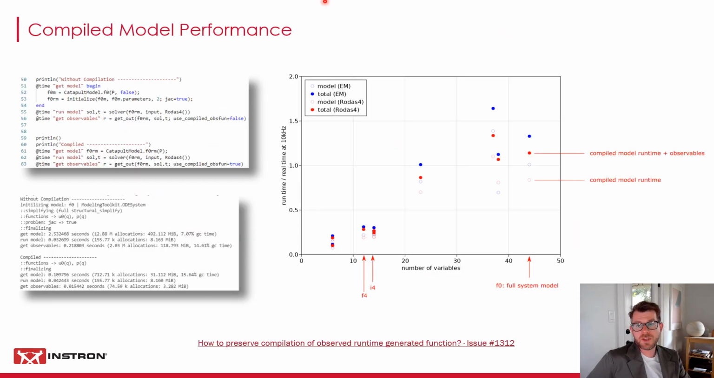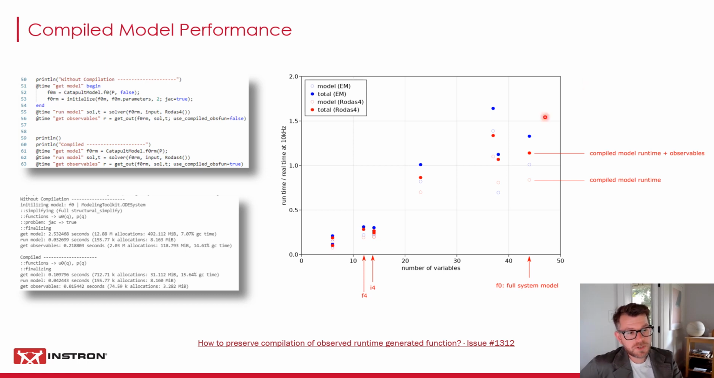So putting everything together, we can see the final model performance. I show on this plot several model variations from less complex to more complex versus the model runtime normalized to real time running at 10 kilohertz. So 1.0 would be a model running at real time. And I'm very happy to report that I am achieving my goal for the most part. Open circles are showing the model runtime, and solid circles are including the time to calculate the observables.